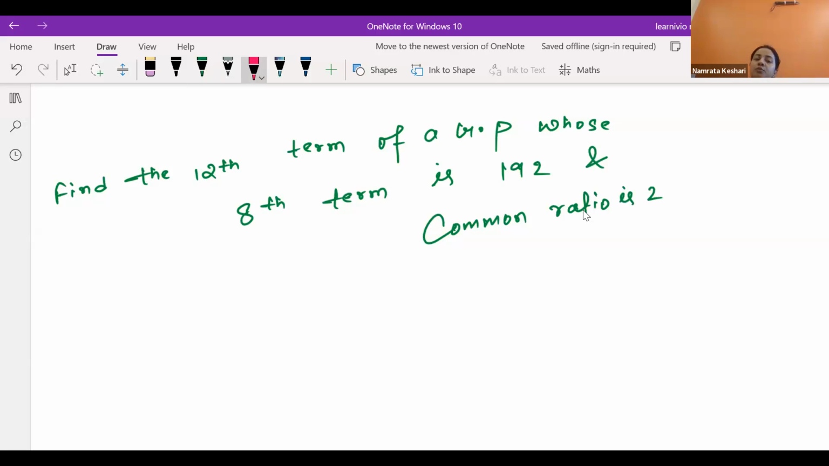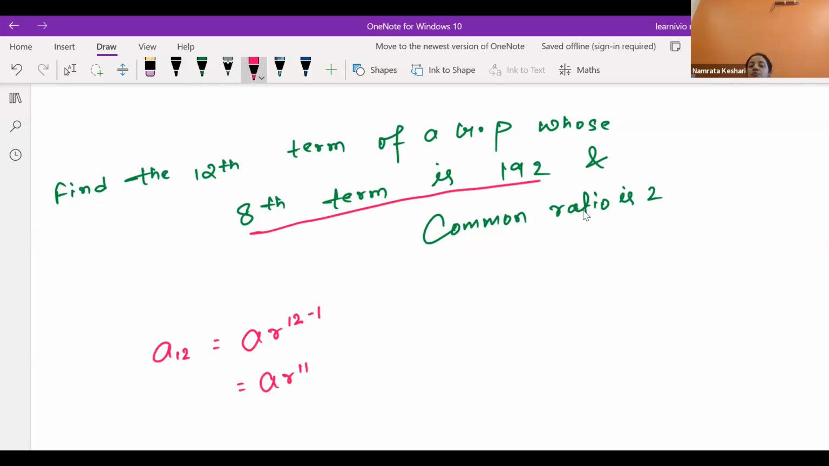So find the 12th term of a GP whose 8th term is 192. The 12th term is A12, we need to find. That will be A r to the power n minus 1. Our n we know is 12, right? Yes, ma'am. That means A r to the power 11 we need to find, whose 8th term is 192.